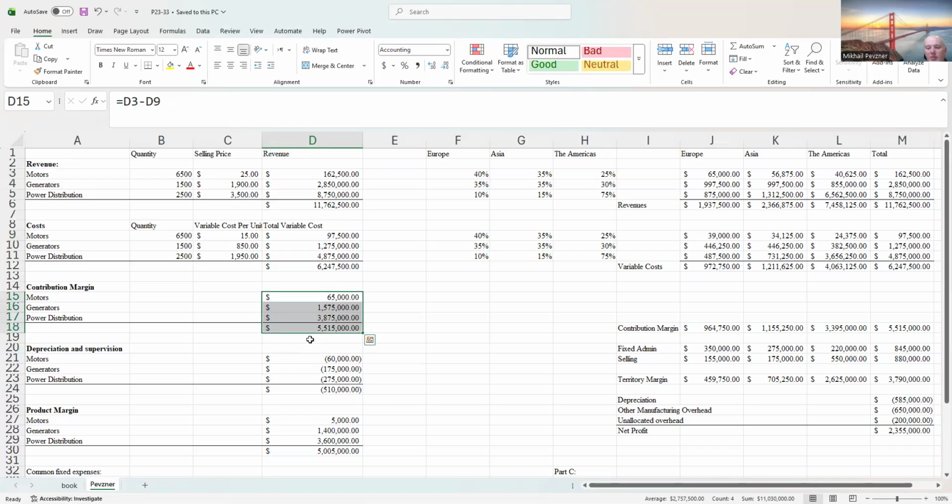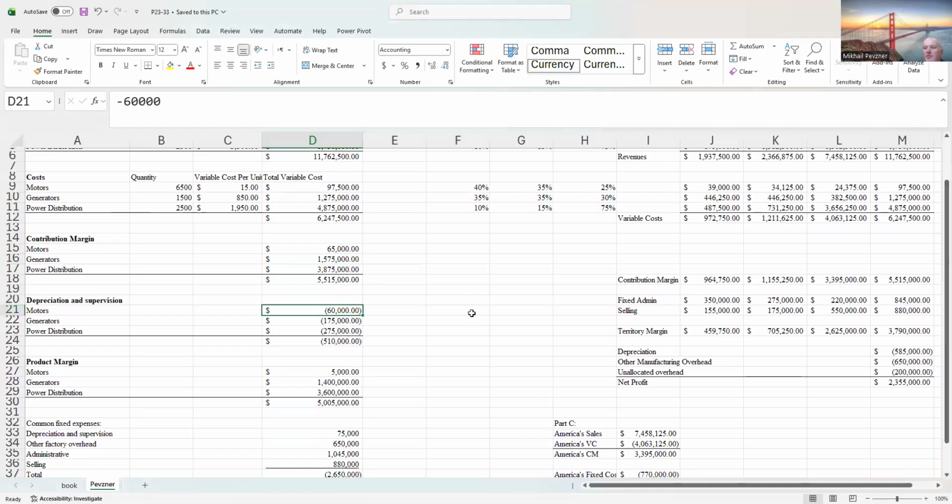Next, you're also given information on depreciation and supervision by product. That is given to you in the second exhibit by product line, and you simply add it here. Once you have that, you can calculate something called the product margin, which is essentially the profitability or margin of the product after direct costs, right? There's all of these variable costs and fixed direct costs right here. So that's just contribution margin minus the depreciation and supervision.